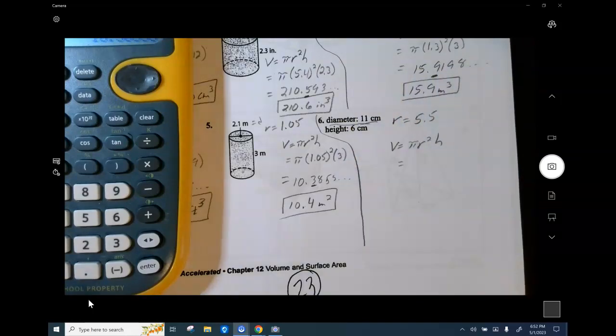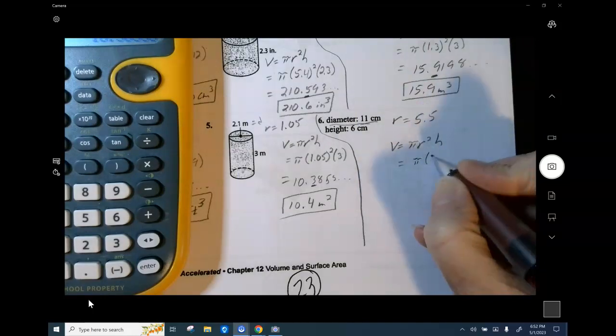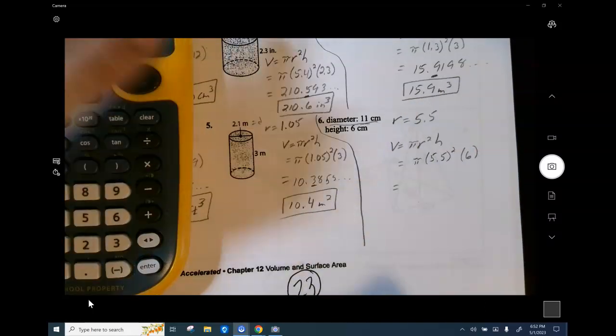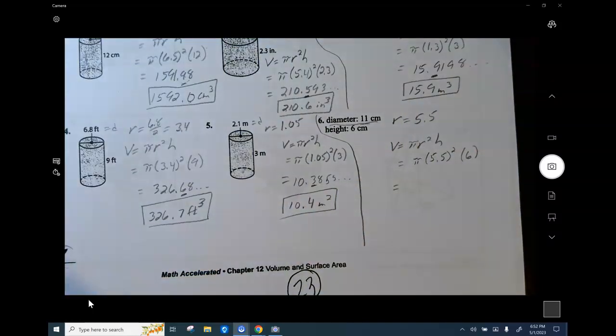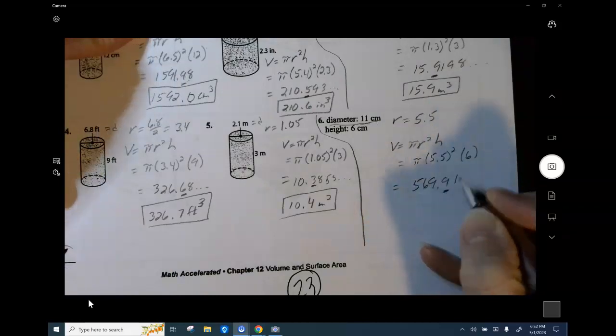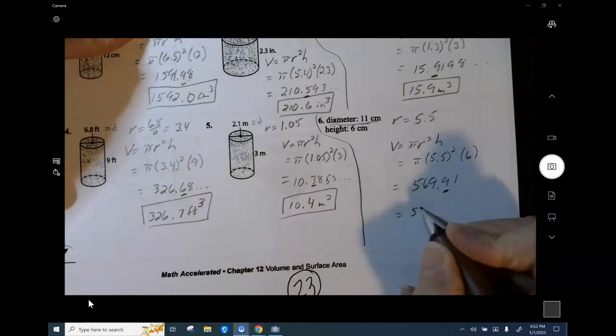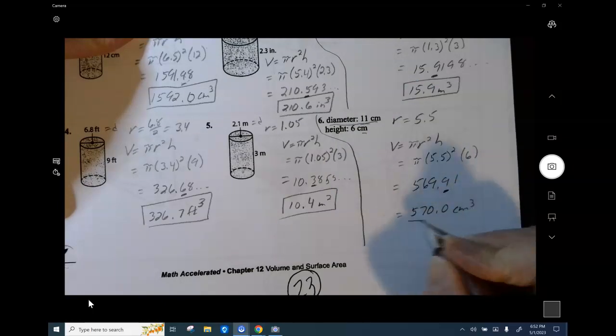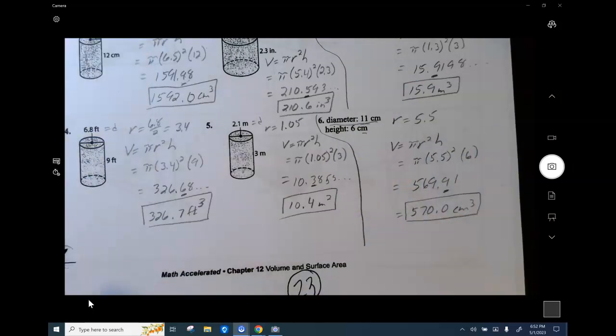Did you try it yet? Do it. Try it. Did you get 569.91? So when you round that, it's going to be 570.0 centimeters cubed.